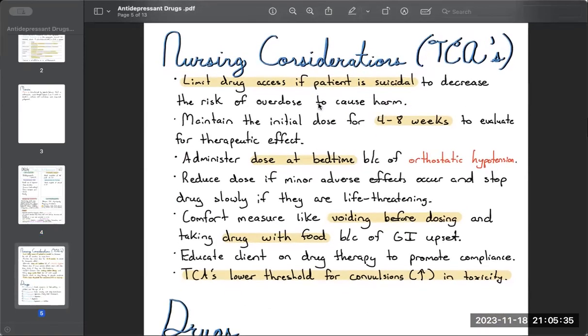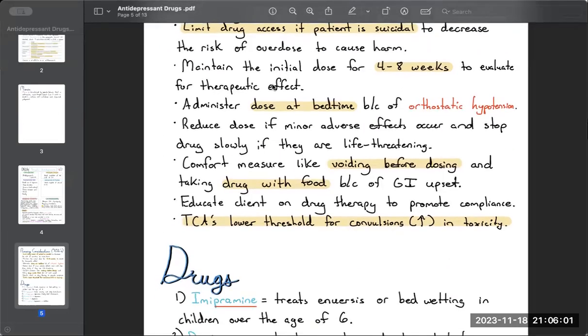So nursing considerations for TCAs, like I said, be careful because they're at risk for suicide, okay? It's going to take a long time, 2 to 3 weeks to see an effect. It could even take as long as 4 to 8 weeks to see even more improvements in their mood, okay? So we're going to educate them and say, hey, at least 2 to 3 weeks for this medication to work. We want to administer, very important, this dose at bedtime. Why? Because of the risk of orthostatic hypotension. I mentioned that before, anti-SLUD, as well as orthostatic hypotension is a risk with these medications, okay?